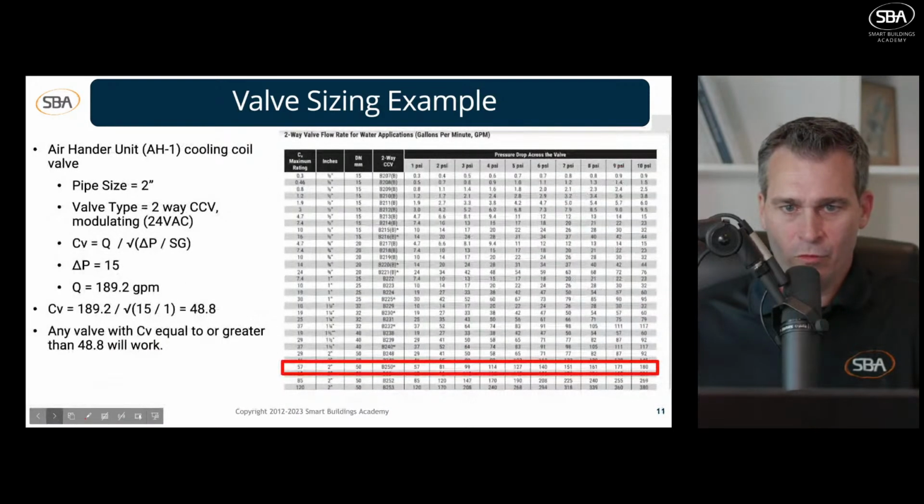The other way is the old school way, where you have the catalog and you can just look at the chart over here, and then pick the valve body that meets your needs. So we see the closest CV we have over here is 57, and that's going to be for a 2-inch, and so on. That's going to be our B250 valve in this case, or model number for that.